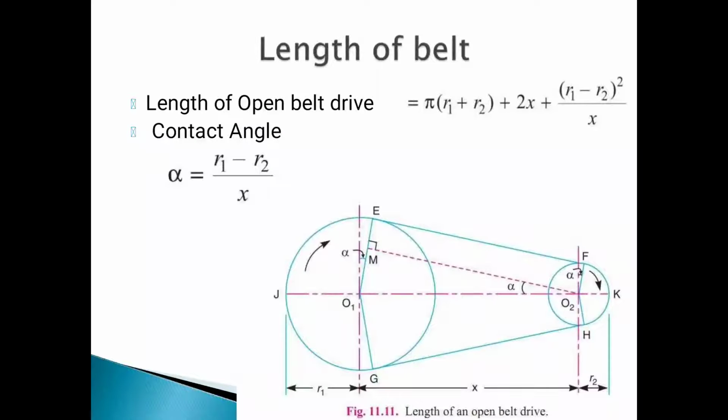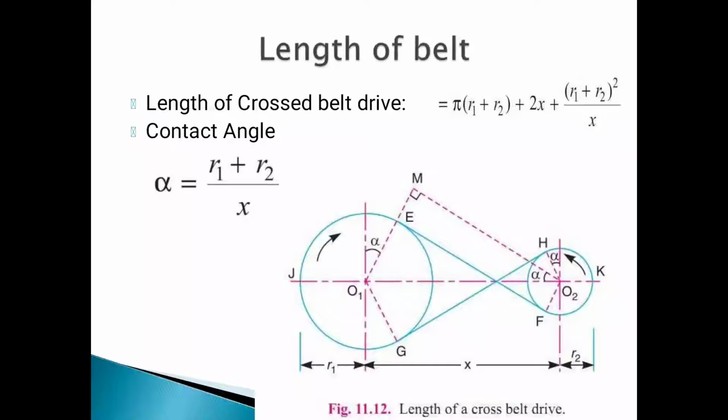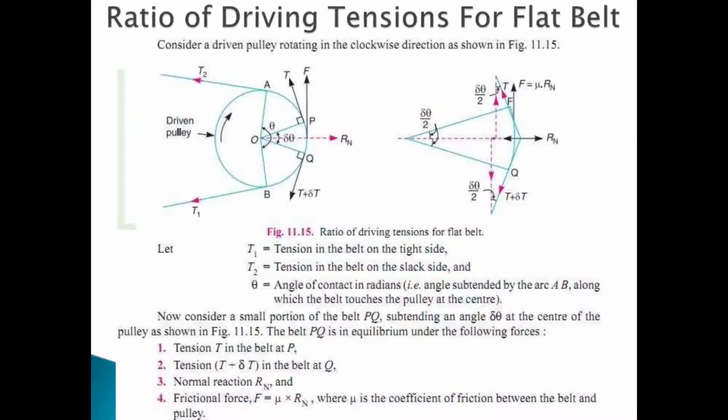The length of the belt can be calculated using this formula: L = π(r1 + r2) + 2x + (r1 − r2)² / x. Here alpha is the angle of contact, α = (r1 − r2) / x. Length of belt for cross belt drive is equal to π(r1 + r2) + 2x + (r1 + r2)² / x. Angle of contact, alpha, is equal to (r1 + r2) / x.